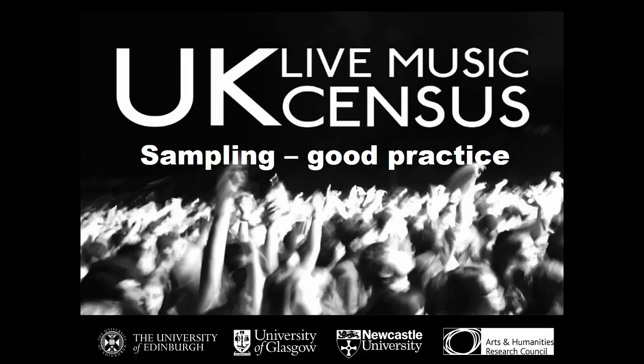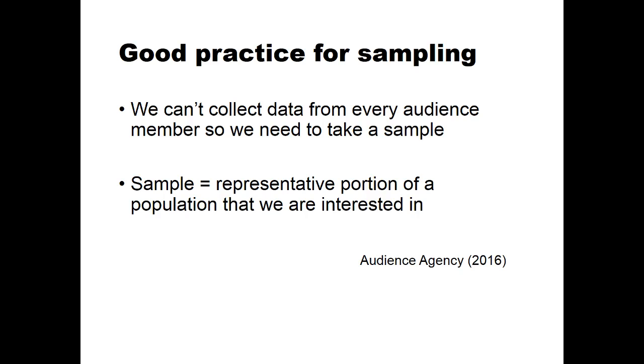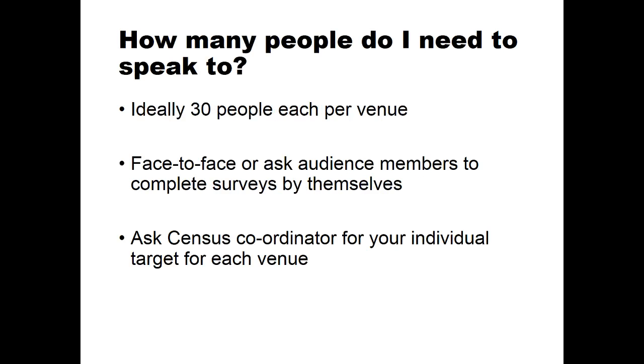The next session is on good practice for sampling. We obviously can't collect data from every audience member in a venue, so we need to take a sample. A sample is a representative portion of a population that we are interested in. So for the UK live music census, as well as the venue, the population that we are most interested in on census night is the audience.